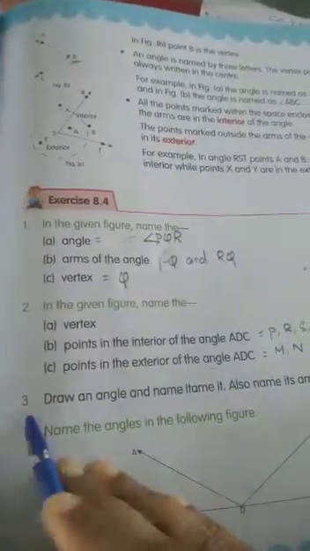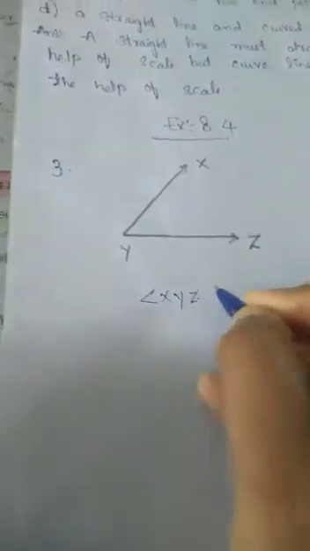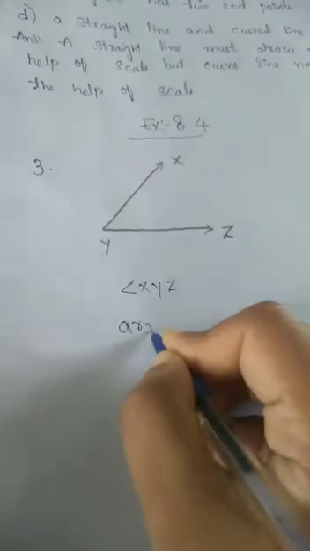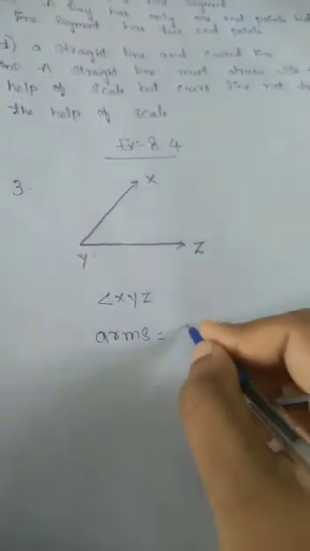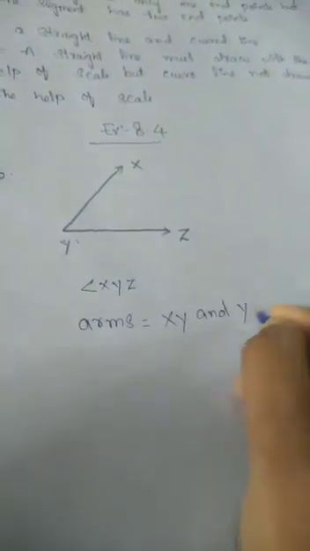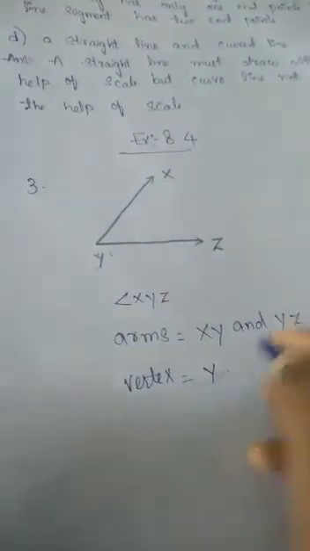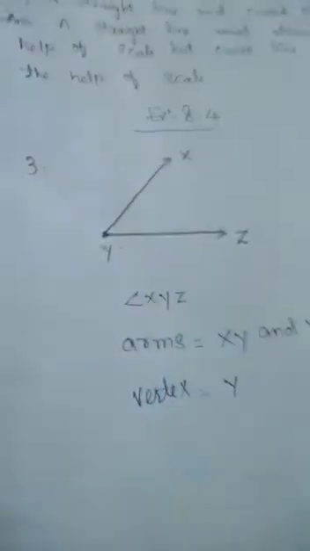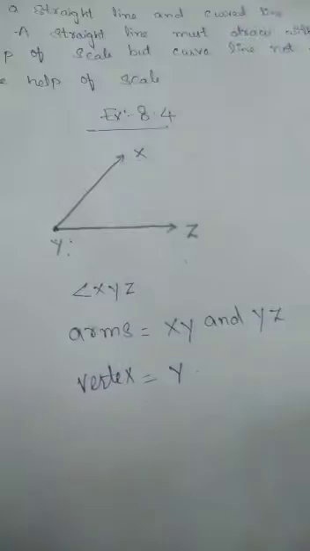Third bit, draw an angle and name it. Also name its arms and vertex. So we have drawn an angle XYZ. Now we have to write the names of the arms. Arms equal XY and YZ. Next, vertex equals Y. So Y is the vertex, the arms are XY and YZ, and the angle is XYZ.